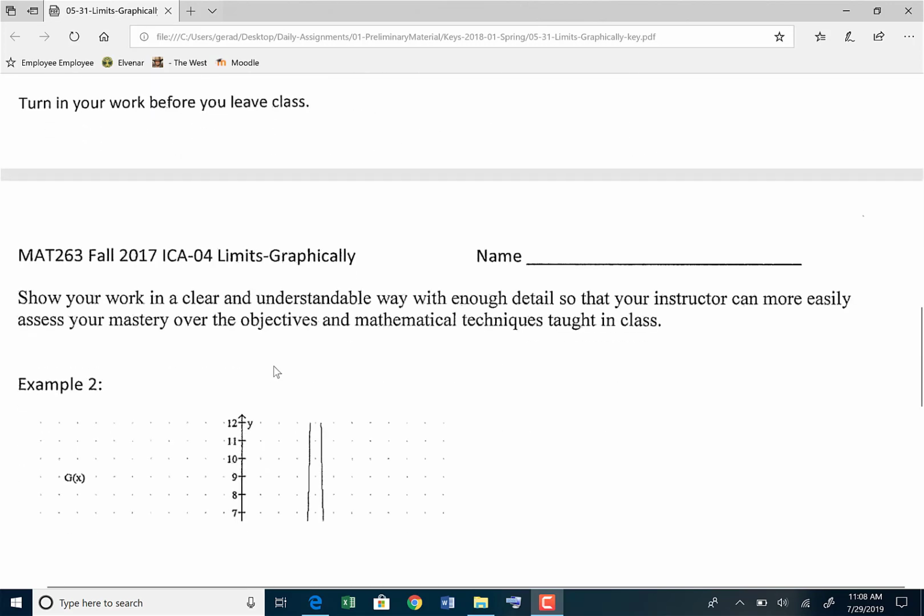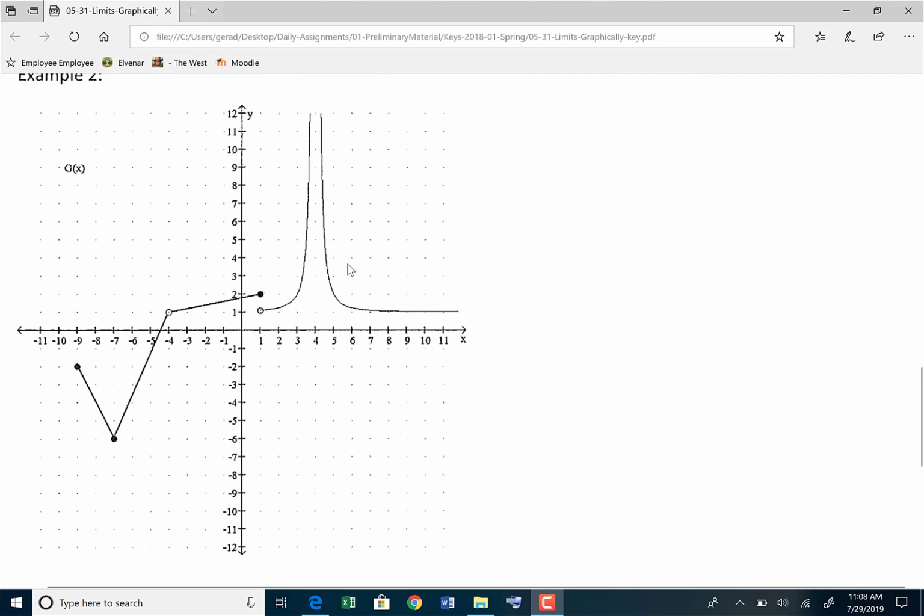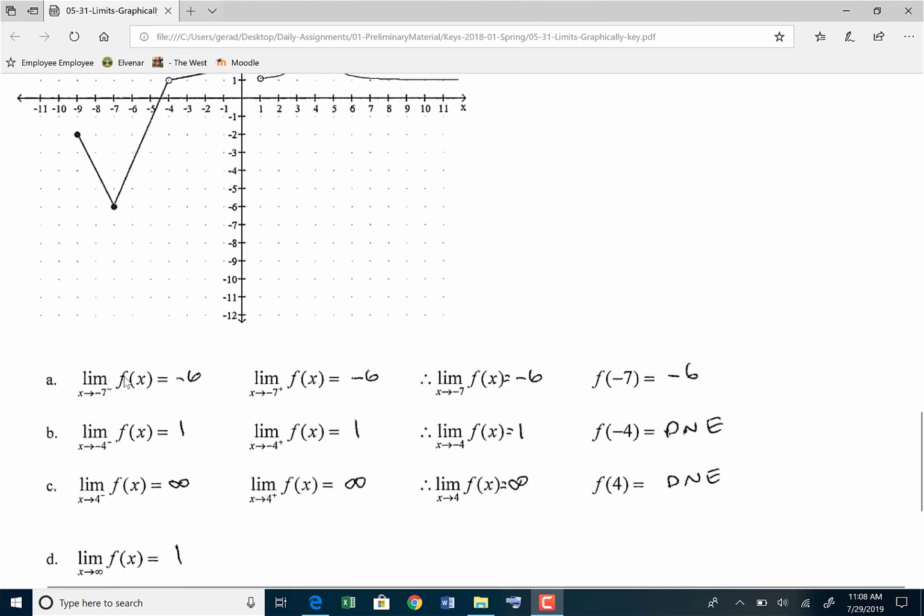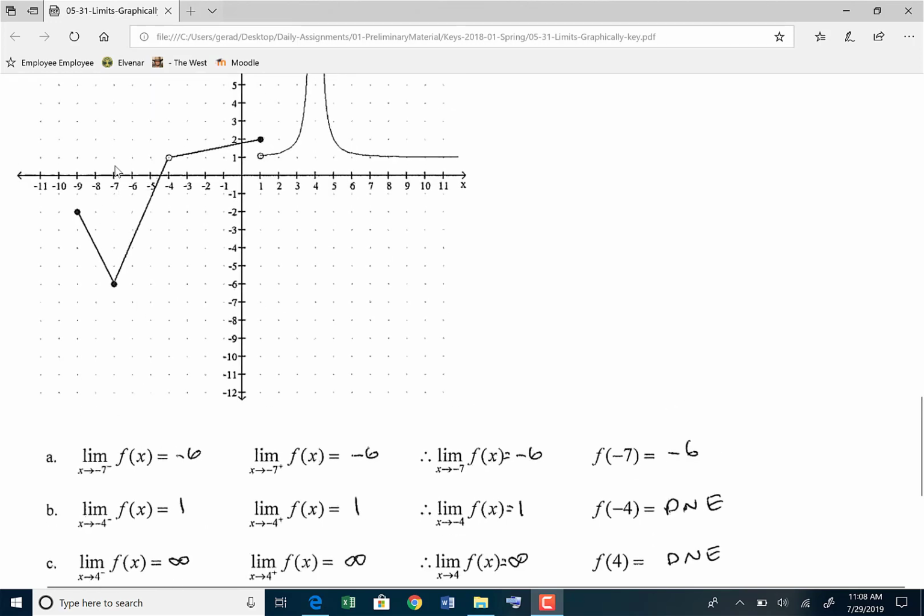Let's look at the next example. A little bit different graph, similar. So we're looking at negative 7. So negative 7, the graph on the left is approaching the y value negative 6. The graph on the right is approaching the exact same y value, negative 6. So you can see for this part A, all of those are negative 6. The limit on the left, the limit on the right, and the limit are all the same. And because of the solid dot, the function when it's evaluated is also the same.